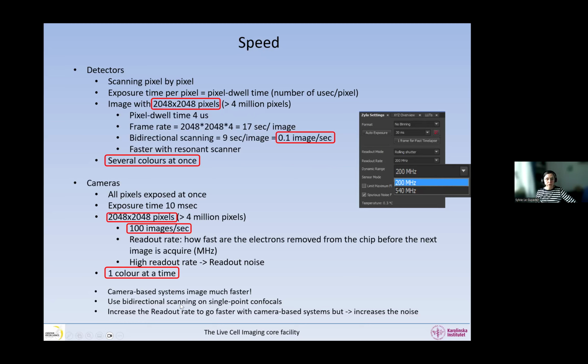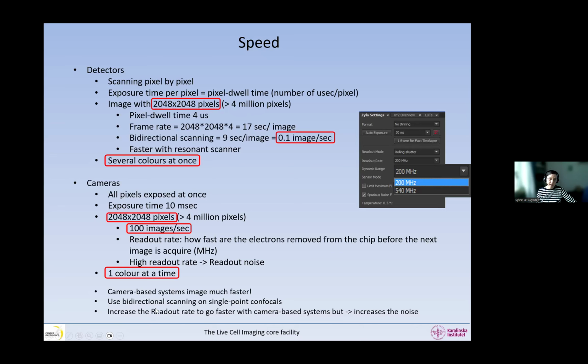And if you want to go fast in a single point confocal, use the bidirectional scanning. It's always there in the area where you can put, for example, the number of pixels, or you can change the scan area. You will have monodirectional, bidirectional. Sometimes it is shown as an arrow in one direction and then another arrow in the other direction, so that you can image one way or the other. And that will allow you to go faster on single point confocals.